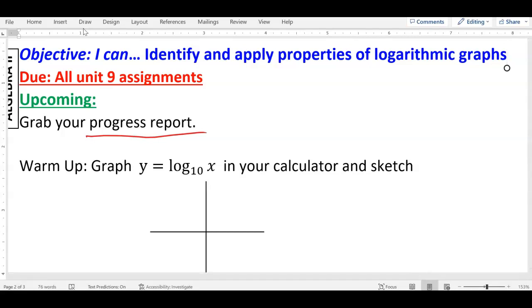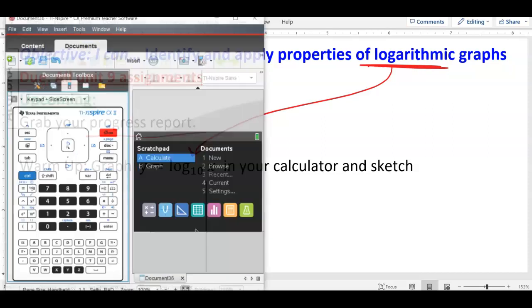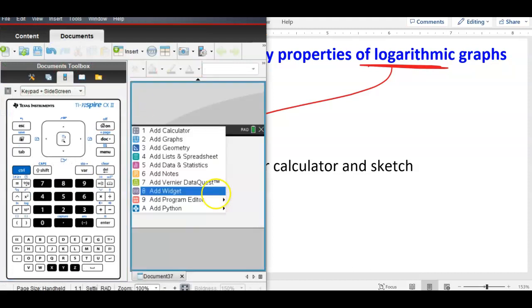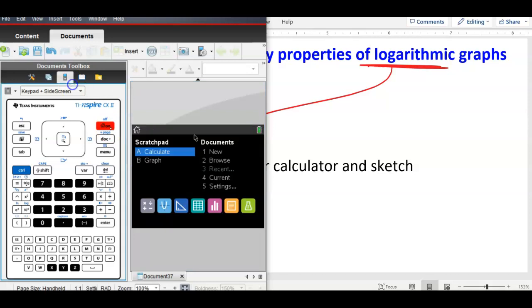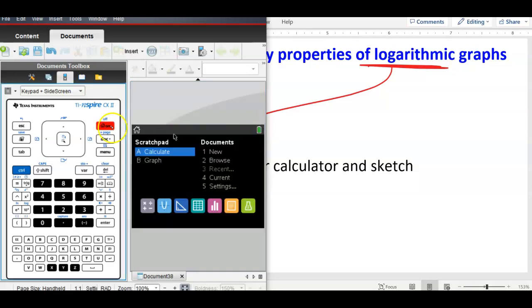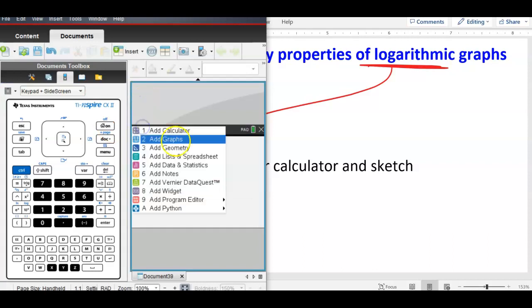Now, can you, like the warm-up says, graph this function? So the function is what we call a logarithmic or a logarithm, and it has log in it, okay? It's a log base 10 of x. So in your calculator, if you go to a new document, don't save, number 1, okay? Sorry, it was number 2.